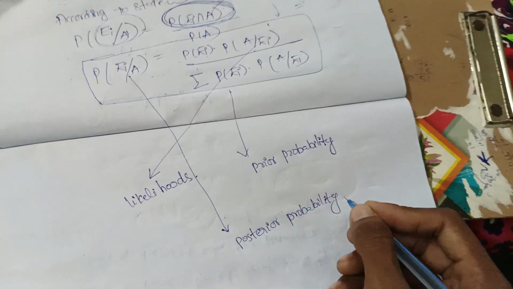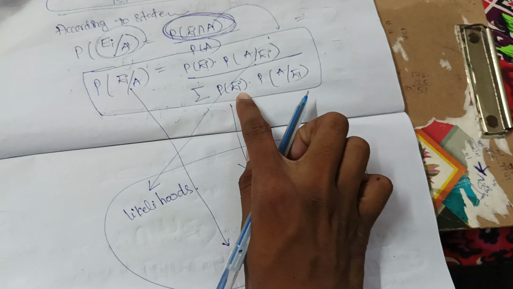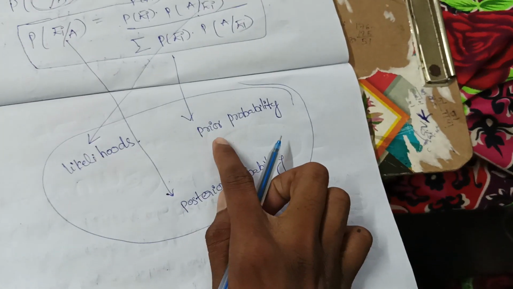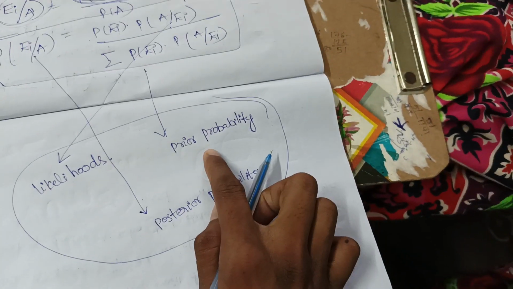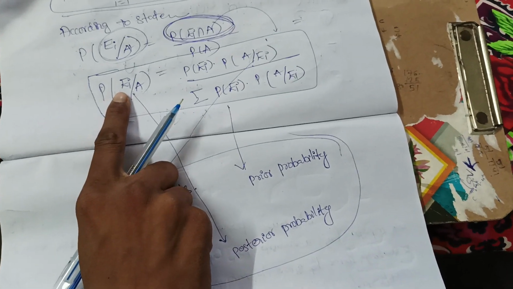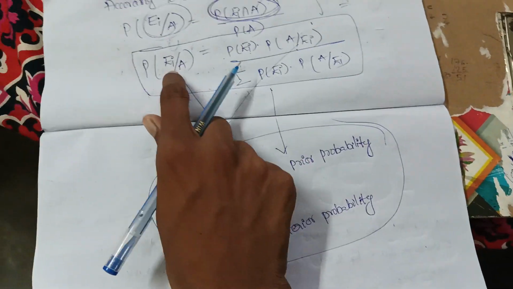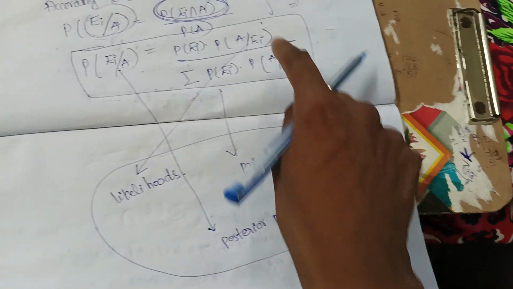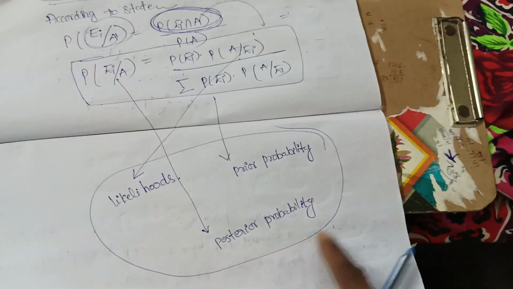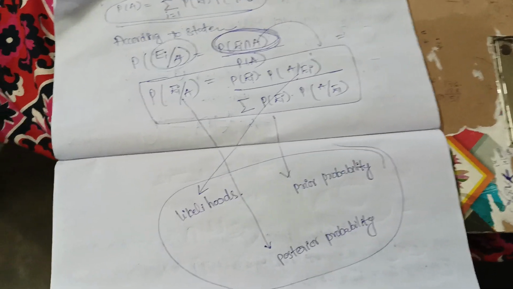When we discuss the Bayes theorem, these 3 terms are very very important. That is, our P of Ei is called the prior probability, and our finding probability, that is P of Ei given A, is called posterior probability, and the opposite of this posterior probability is called likelihood. These 3 terms are very important when we discuss the Bayes theorem. In this way we have to derive the Bayes theorem.